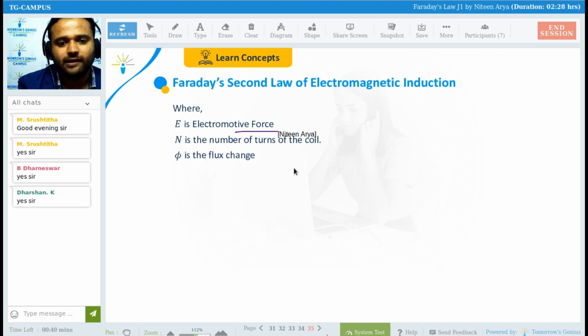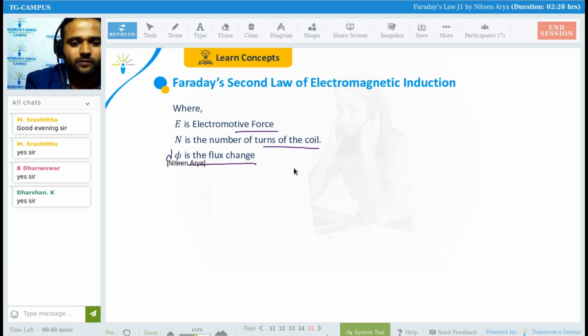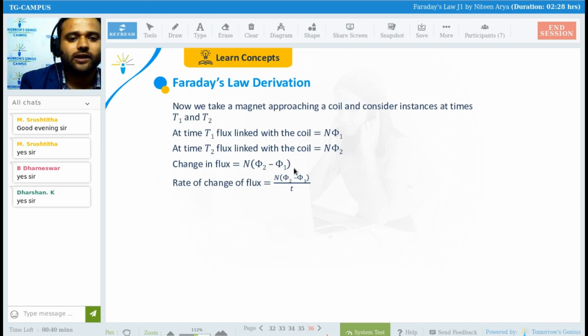So where E is the electromotive force, N is the number of turns of the coil, phi is flux, not change. d phi by dt is the flux change basically. This is your flux change. Phi is flux only. Okay.